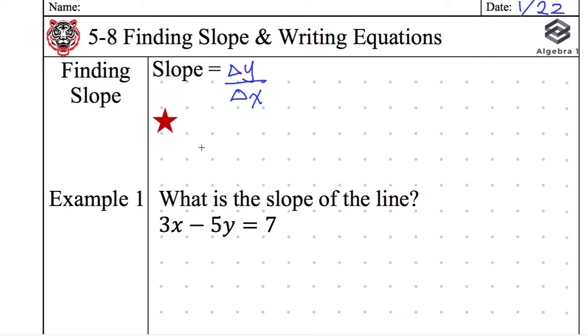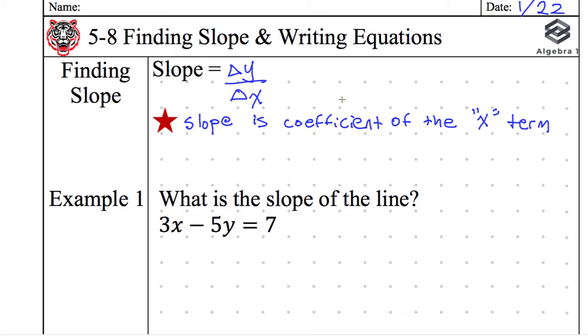Okay, so here's the important thing to remember that I haven't mentioned in the notes. The slope is always the thing that is attached to the x. The slope is the coefficient of the x. Write this down: slope is coefficient of the x term. And if you don't like this word coefficient, I'm going to write another word that you can use. Coefficient just means number in front of.